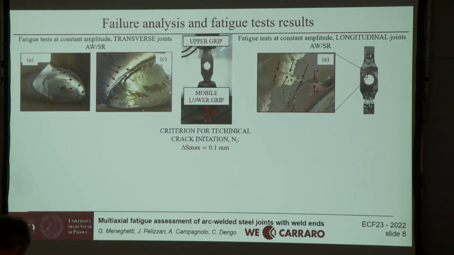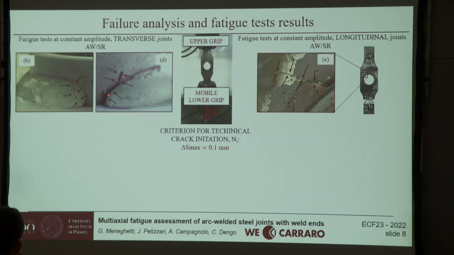On the right side, there are the cracks that we have seen in the transverse joints. The transverse joints show cracks both at the weld end and at the weld start. I would like to focus your attention on the crack at the weld start. It is difficult to see with the naked eye, and we only saw this crack after performing die penetrant inspection. On the other hand, the longitudinal joints show crack initiation at the weld end at the plate side.